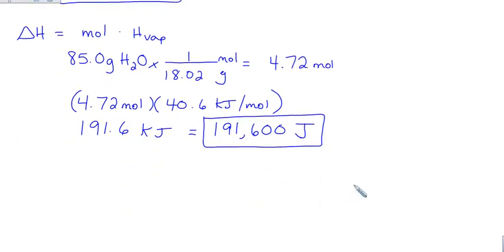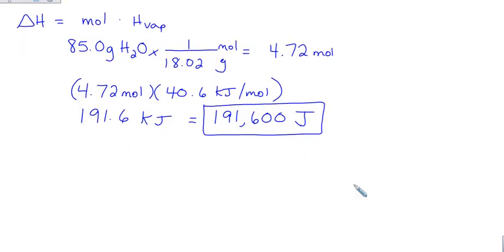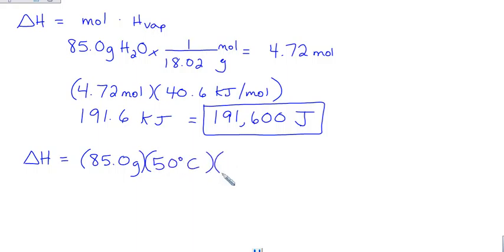Now we can do the top section and we're good to go. We're all in the gas phase now, so we can increase the temperature that last 50 degrees. We've got 85.0 grams. We're going 50 degrees through the gas phase. And then for water, I need the specific heat of the gas. 2.042 joules per gram degrees Celsius. So that's for the gas phase.